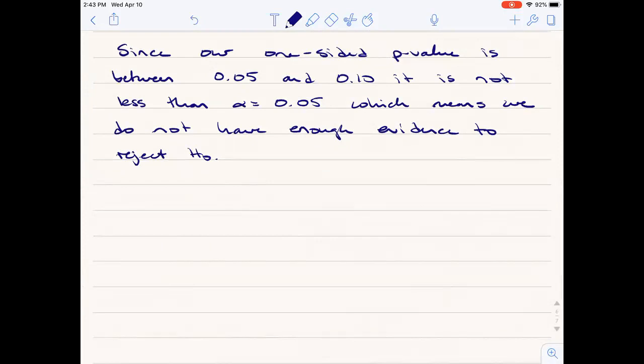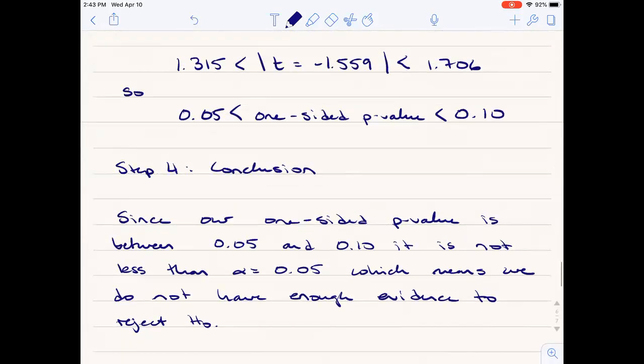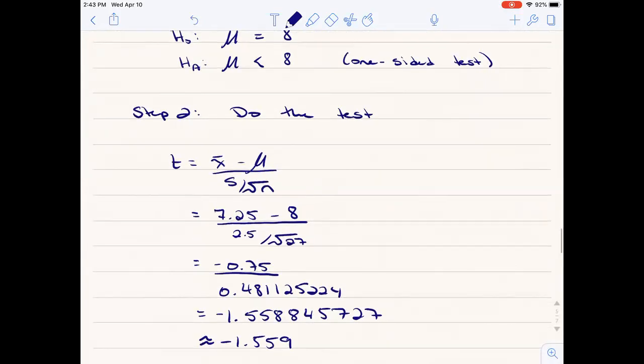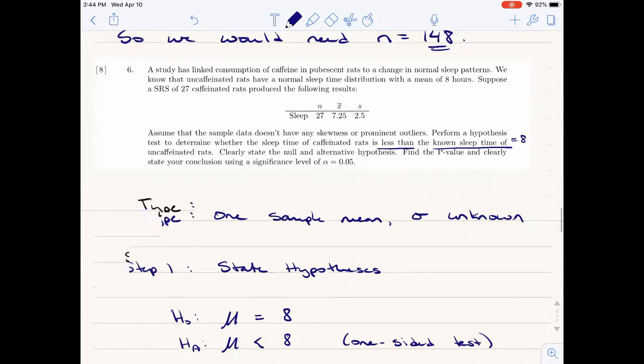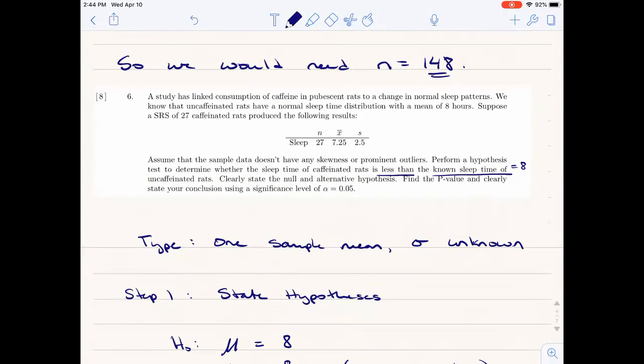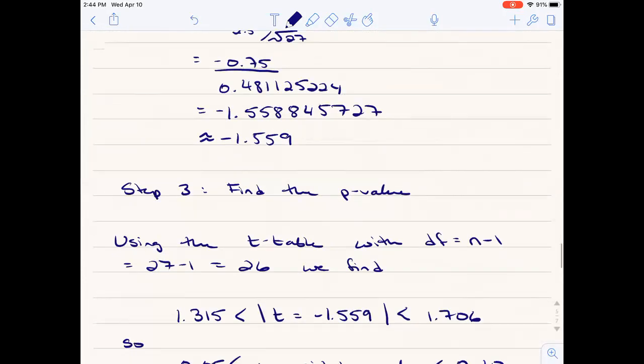So our conclusion, therefore, well, what does that mean? It means that our caffeinated rats don't sleep any significantly different than 8 hours. And so how can I rephrase that? To determine whether the sleep time of caffeinated rats is less than the known sleep time of uncaffeinated rats, our conclusion is that no, there's no difference, right? And so the sleep time of caffeinated rats is not less.